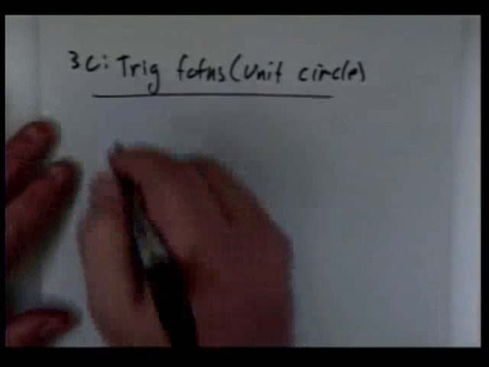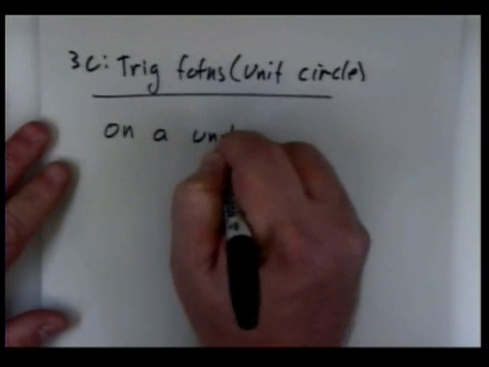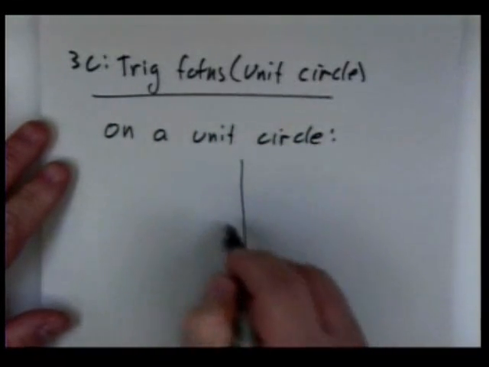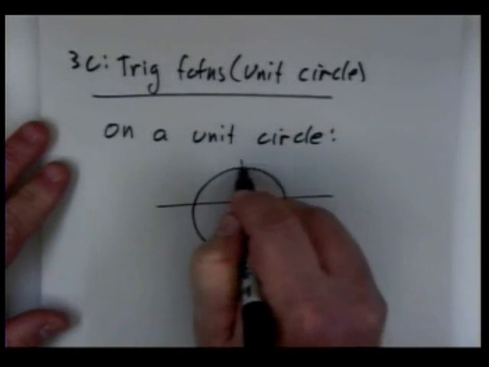A unit circle. On a unit circle. Now a unit circle, of course, is a circle whose radius is 1.